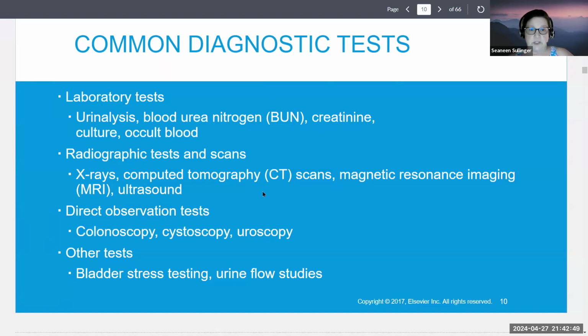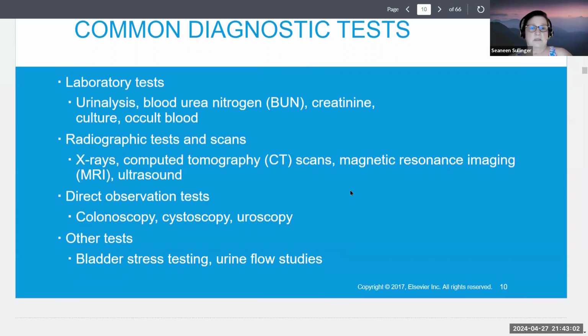So different common diagnostic tests that you'll see, which we've talked about: urinalysis, looking at labs such as the blood urea nitrogen, the creatinine. You can do blood cultures. Is there occult blood in the stool, or even occult blood in the urine? You can do x-rays, CTs, MRIs.